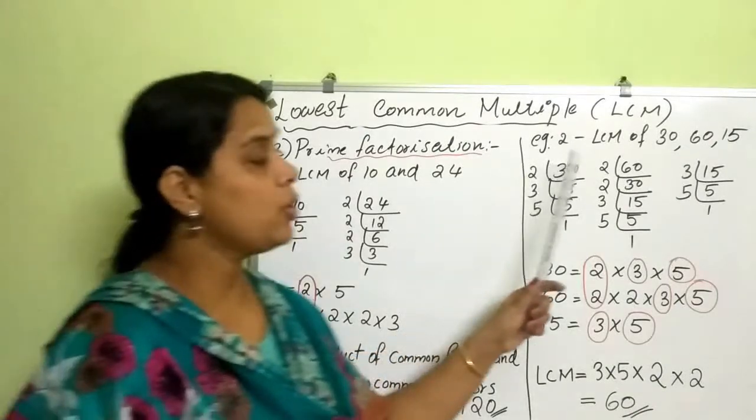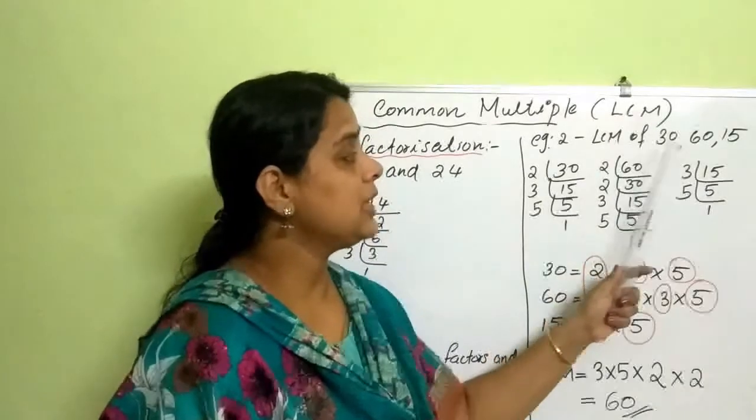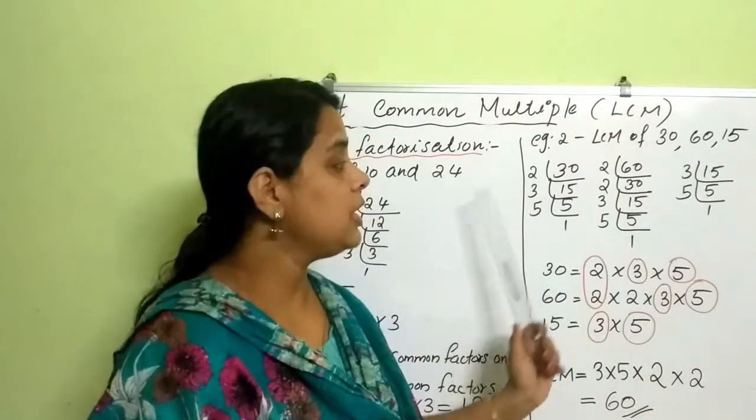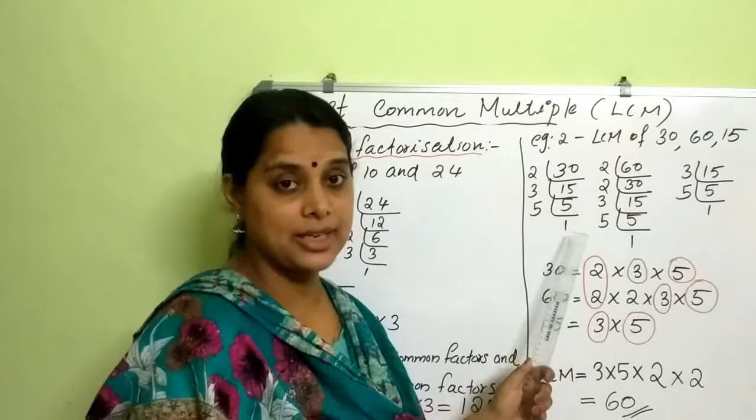Now let's see one more example. LCM of 30, 60 and 15. We need to do the prime factorization.